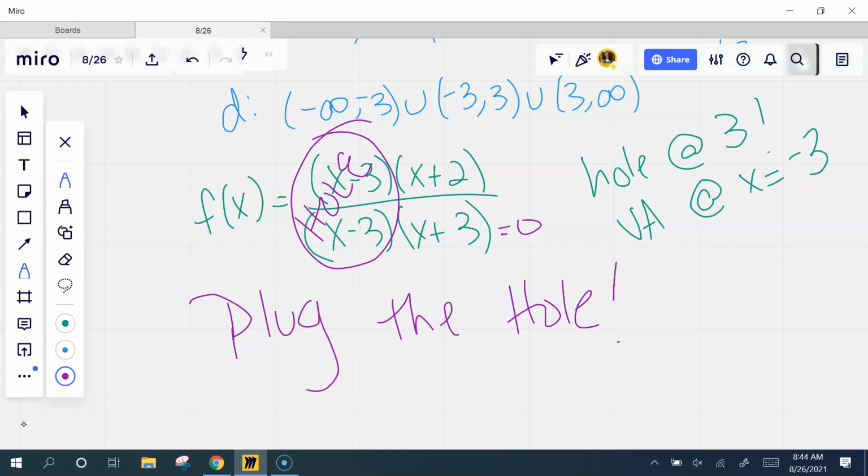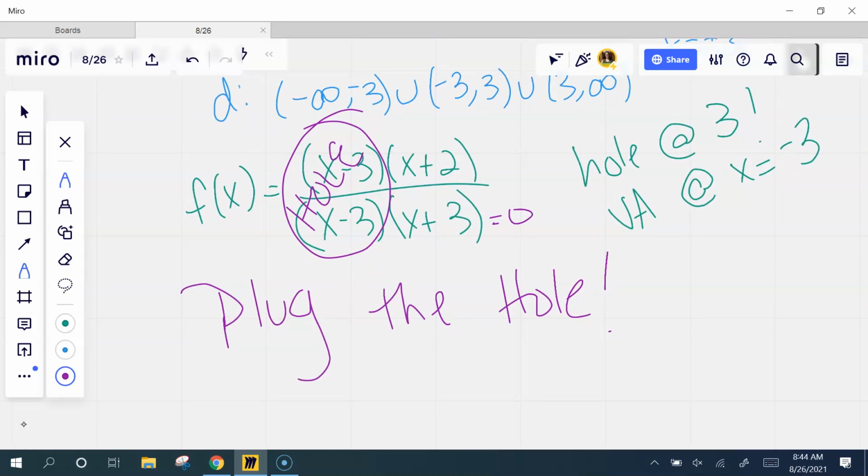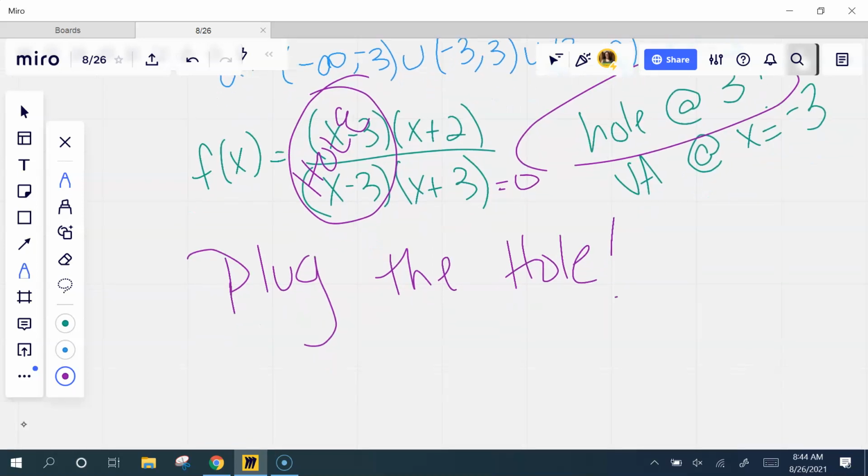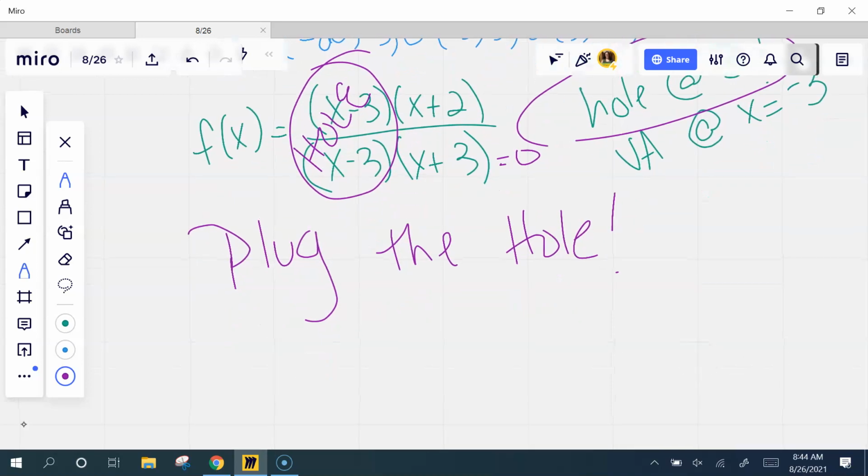Here's what we're going to do. We're going to plug the hole. We're going to write what we call an extended function. Okay? What we're wanting to do is we're wanting to include 3 in our domain. We want that as part of the domain. Okay? So what we do here is we say, okay, well, if I canceled that out, now let's call g of x plus 2 over x plus 3.